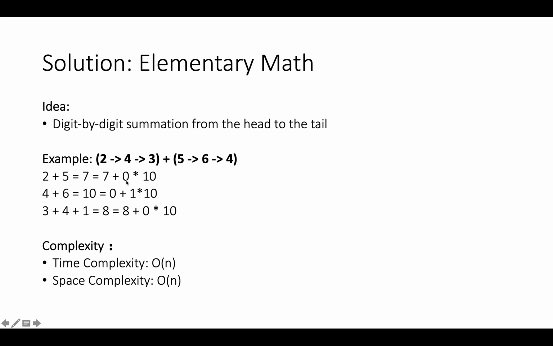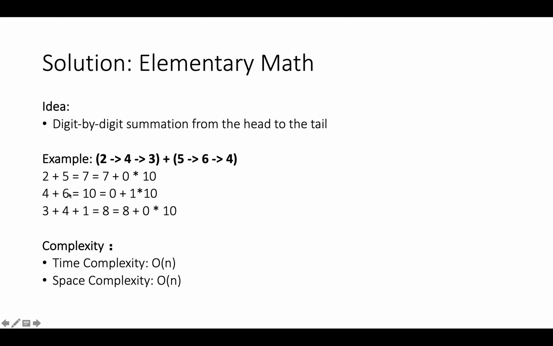Because 7 is still smaller than 10, the carry is not changed. So we just create a new linked list node with the value equal to 7, and the carry is still 0. And now let's come to the second digit. The second digit for the first number is 4, and the second digit for the second number is 6.